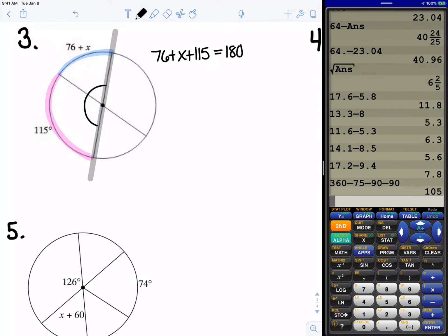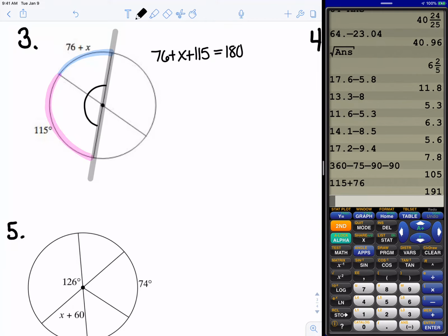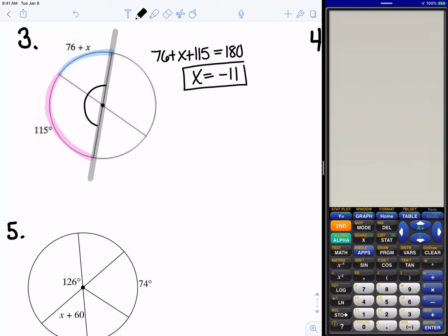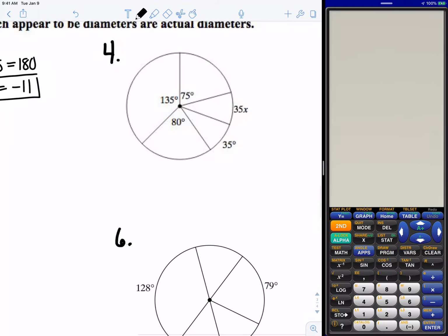All right. So if we add 115 and 76, we get 191. So x is negative 11. If I subtract 191 from both sides, I get the negative 11 from that.